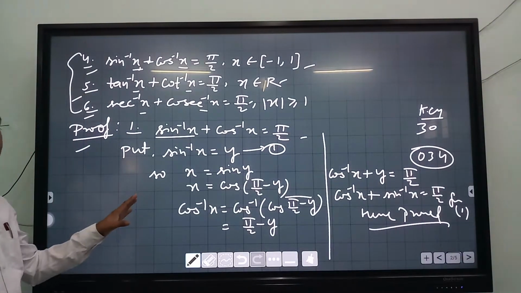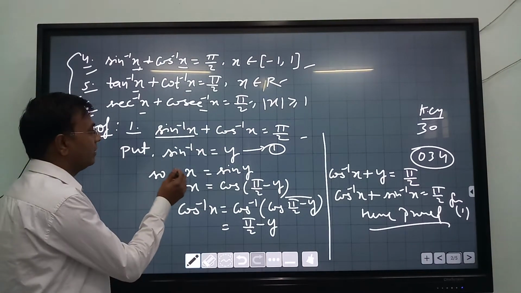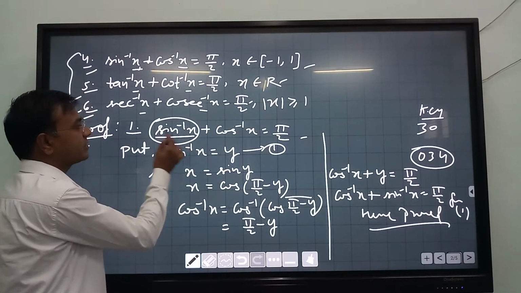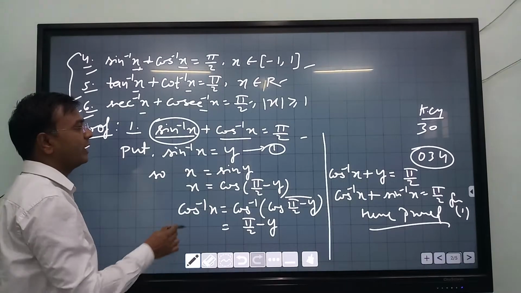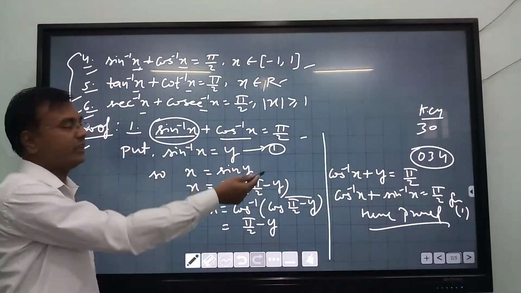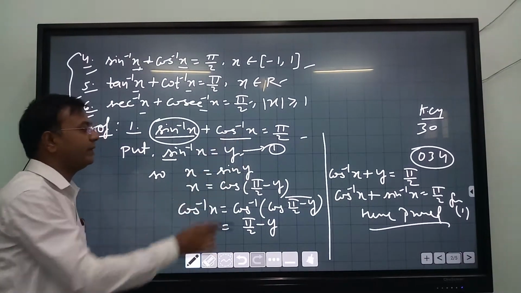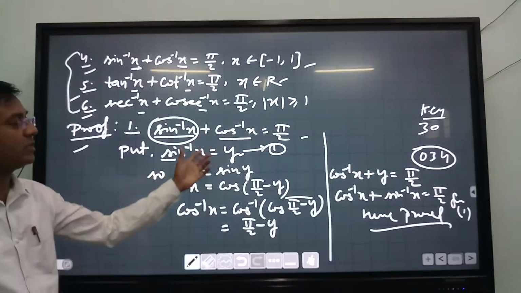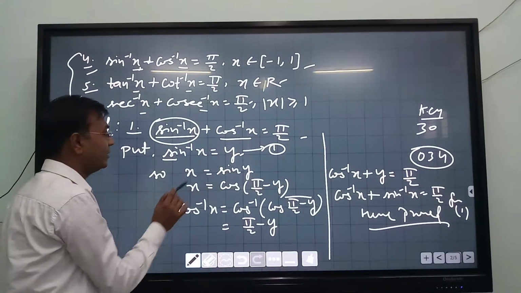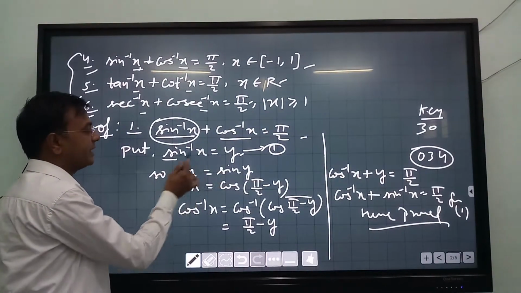So for proving the result, establishing the identity, we may assume either sin inverse x or cos inverse x as y or z or theta, any other angle. So let's assume sin inverse x equals y. You may also take cos inverse x equal to y for any angle. So now operating sin on both sides.